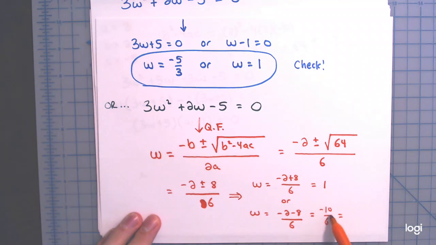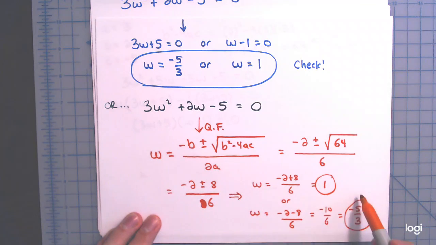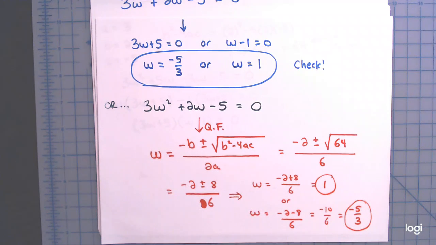But these two numbers have a common factor of 2, right? This is 2 times 5, this is 2 times 3. 2's cancel, and I have negative 5/3. And you see I'm getting exactly the same solutions I got earlier by factoring. And you should, right? I mean, it's the same equation, nothing changed. Alright, so lots to think about there. And you do what you like best.